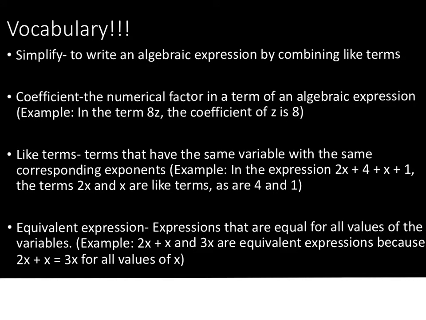Alright, more vocabulary words. You need to make sure that you have all of this written down in your notes, so you need to pause it. Simplify means to write an algebraic expression by combining like terms. Coefficient is the numerical factor in a term of an algebraic expression. For example, in the term 8z, the coefficient of z is 8.